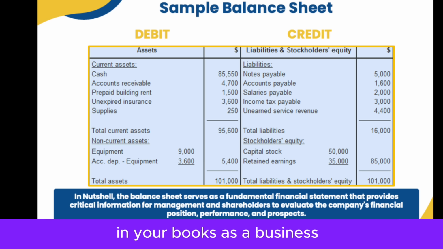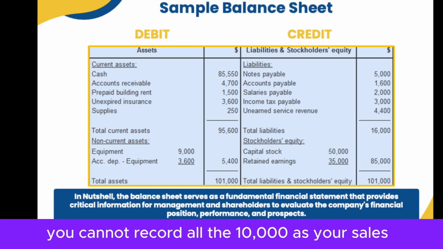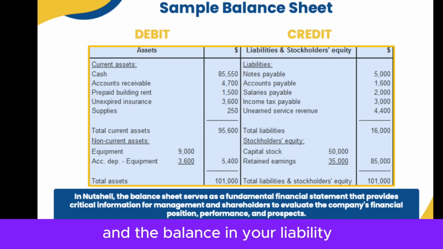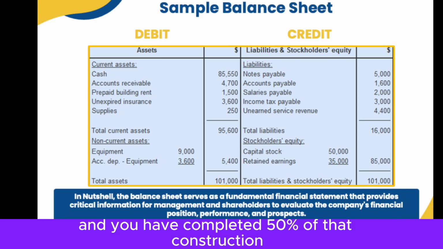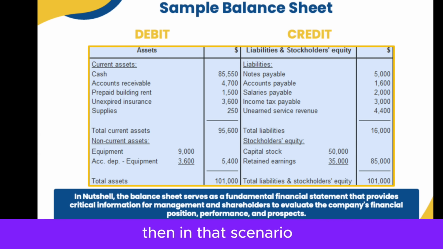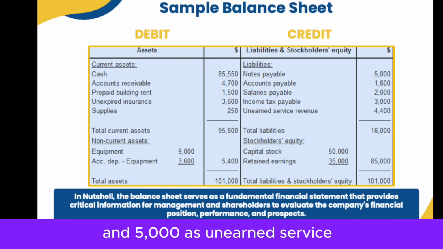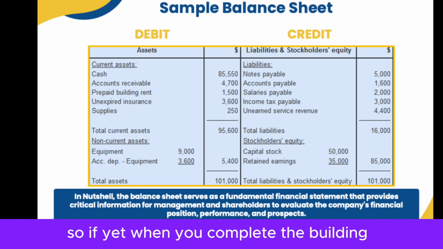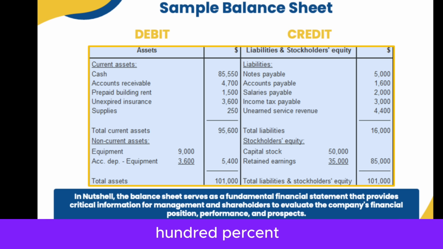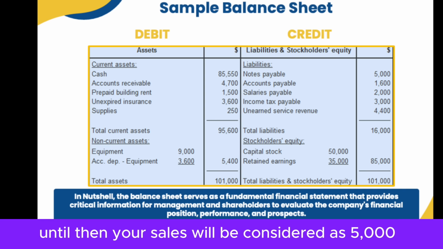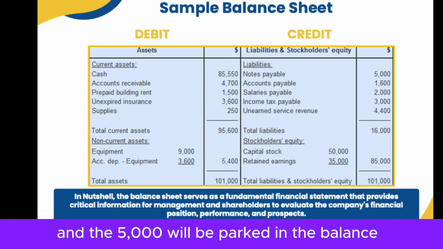In your books as a business, you cannot record all that 10,000 as your sale. You need to record the percentage completion as sales and the balance in your liability. For example, if the building cost $10,000 and you have completed 50% of that construction, then in that scenario, you have to only record 5,000 as a sale and 5,000 as unearned service because you have not earned the service yet. When you complete the building 100%, then this 5,000 will go into your sales.